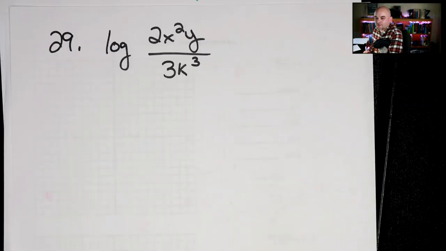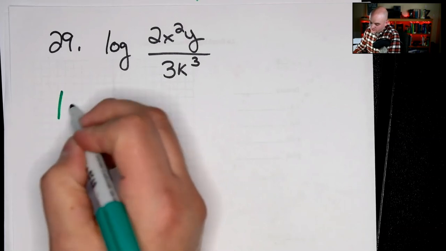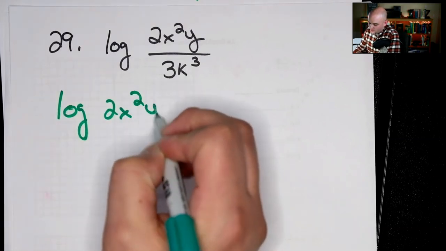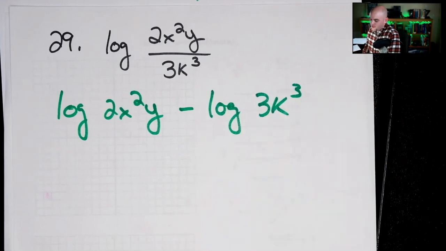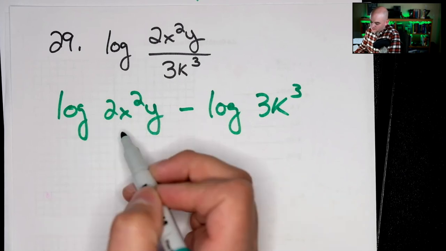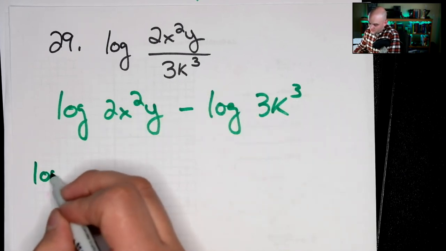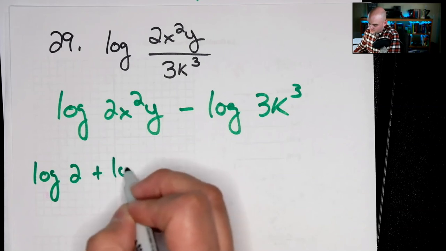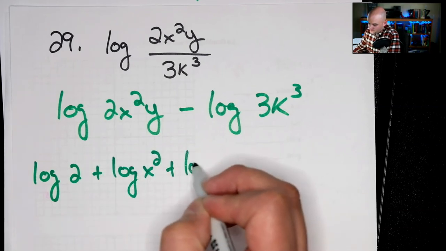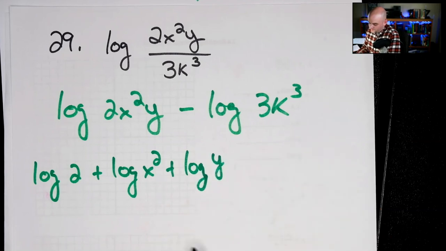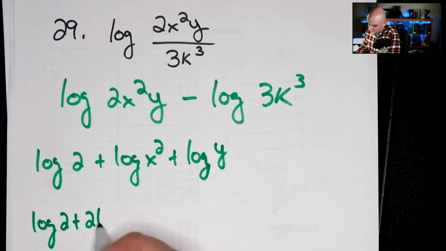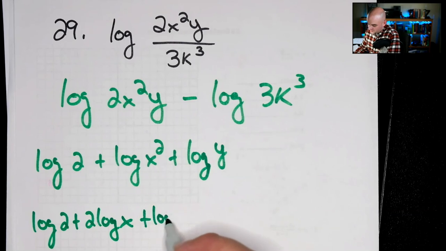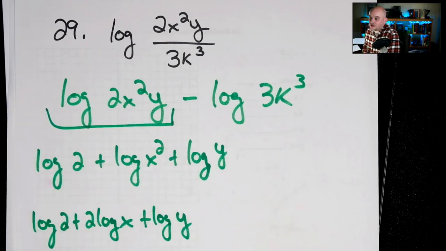All right, 2 more left. Let's get it going. Number 29, I'm going to go ahead and split this up. Remember, take care of that fraction first. We've got the log of 2x squared y minus the log of 3k cubed. And so from here, I'm going to split this one on up. And I'm going to say the log of 2 plus the log of x squared plus the log of y. And I'm going to throw this 2 out front. And so I get the log of 2 plus 2 log x plus the log of y. So that takes care of the left half right there.